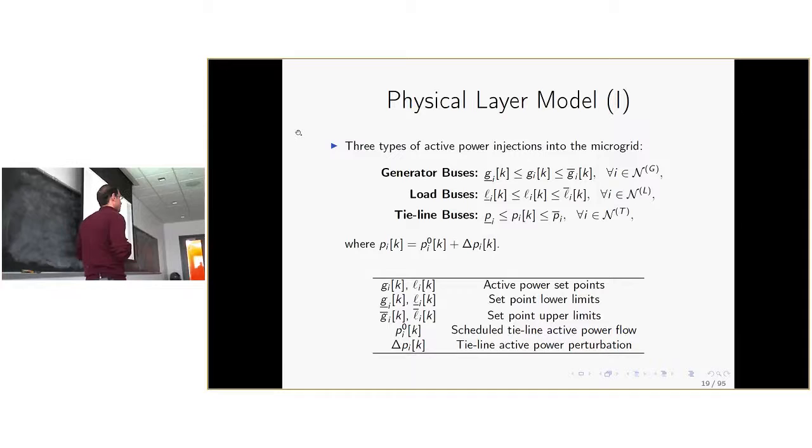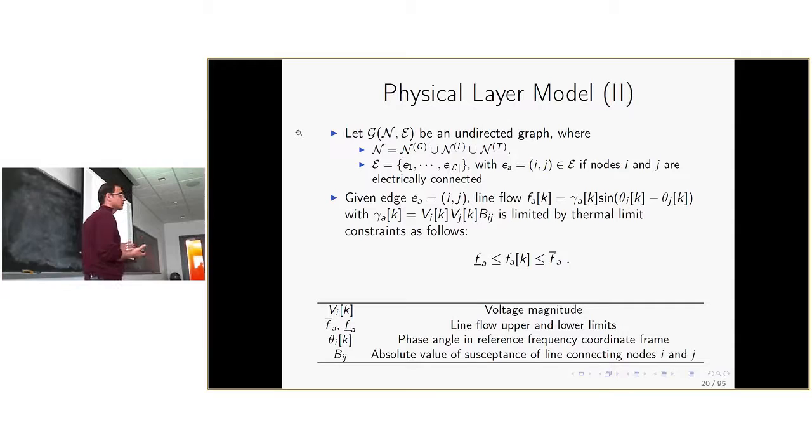The network can be represented by an undirected graph, with a set of nodes and a set of edges. We also consider bounds on the power flow over each line. Basically, over each line between nodes i and j, the power flow is limited by some bounds.